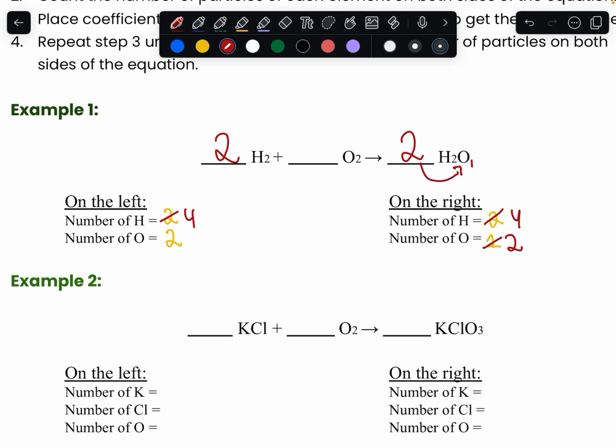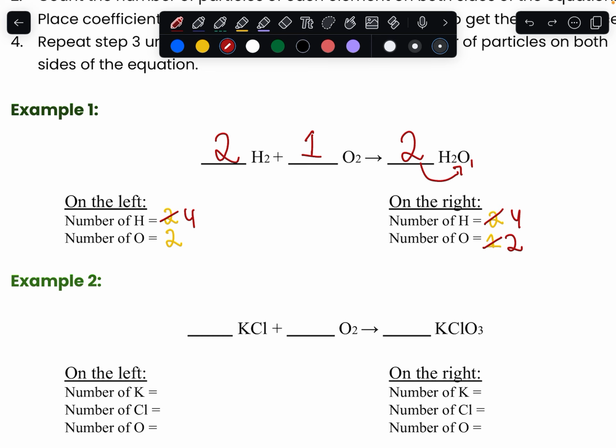Now, to finish this problem, you can put a 1 in front of the O2, or you can leave it blank. Typically, in a chemical equation, we won't write coefficients of 1 in front of chemicals, so you're free to write either 1 or keep it blank in front of coefficients of 1.